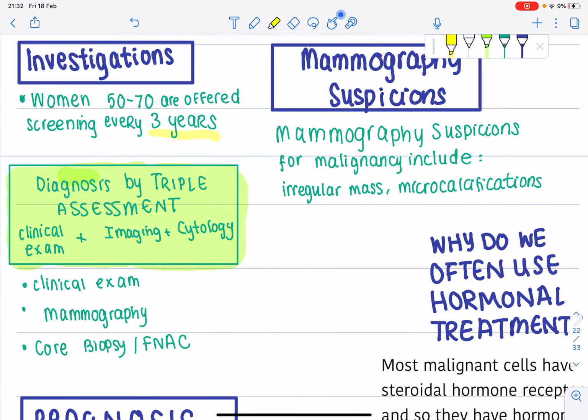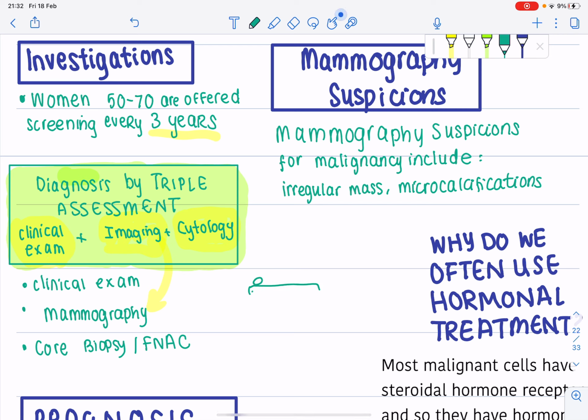That means you do 3 different types of assessments, which is the clinical exam, examining the patient physically, and imaging, which would often be mammography, mammogram, and cytology, which would be to check for the cells that are present. Are they malignant? Are they benign? Have they invaded the basement membrane?